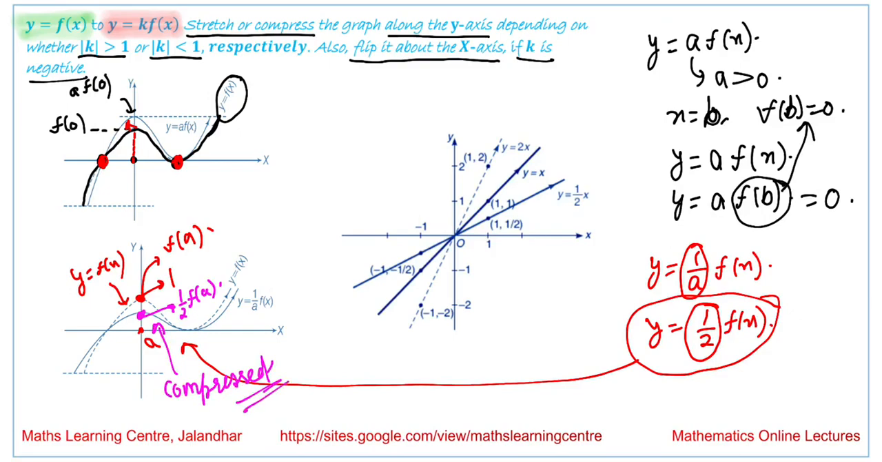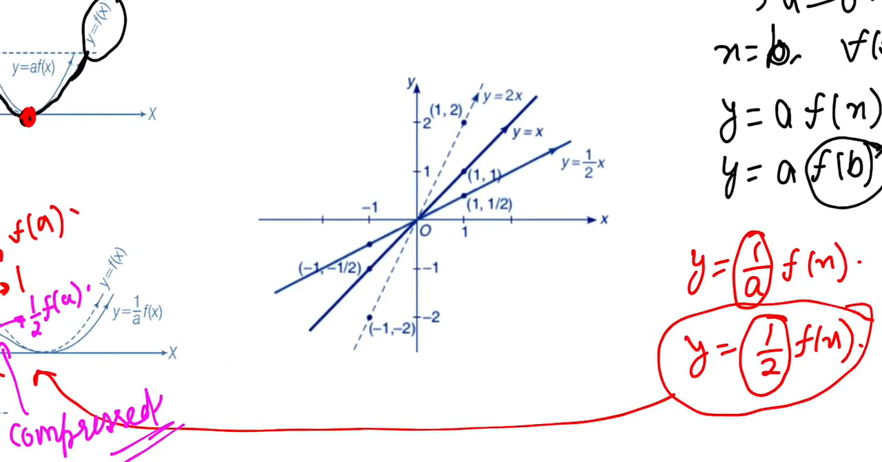This will be more clear to you with this example over here. Suppose this line is given to us. It is y = x that we are talking about.